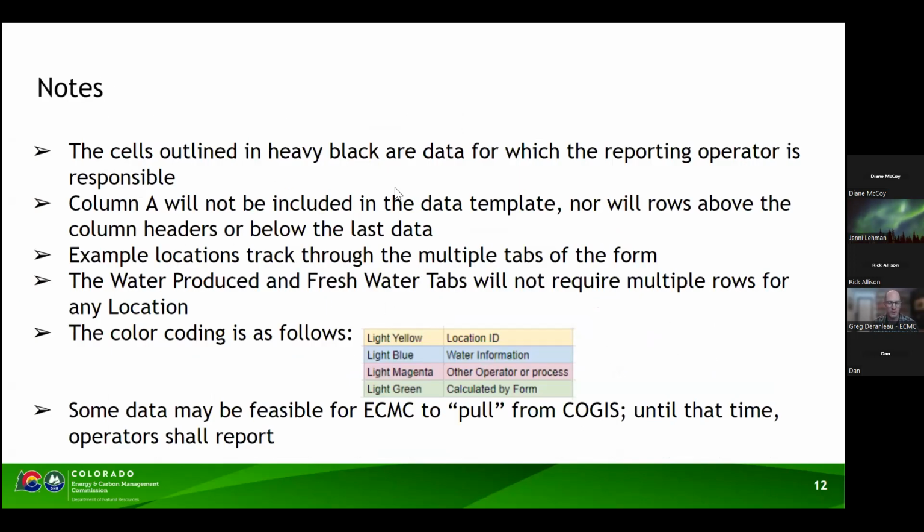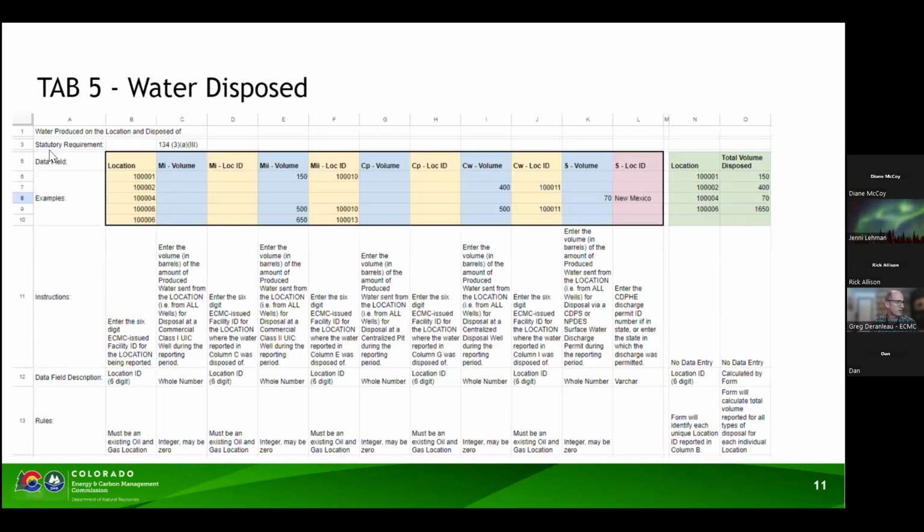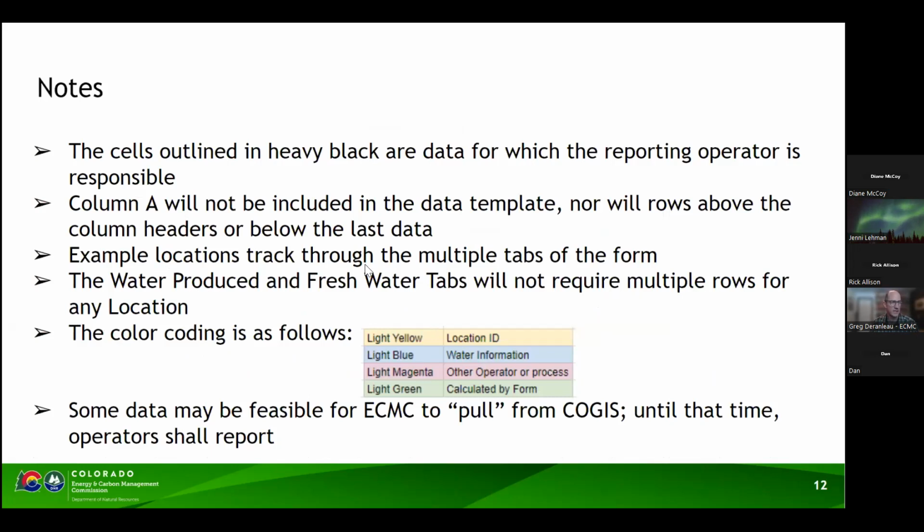Here are some notes on the way these slides are laid out, for your information. The cells outlined in heavy black, as I mentioned, are the data for which the operator is responsible for reporting. Column A is just information as to what you're seeing to the right, so that obviously won't be included in the data templates. Also, these header rows and these bottom instructional rows won't be included in the data templates, but hopefully they help everyone understand what we're doing at this point. The example locations that I've used should track through multiple tabs on the form. So I tried to make this as reasonable a facsimile of real-life locations as I could, while still using obviously fictitious data.